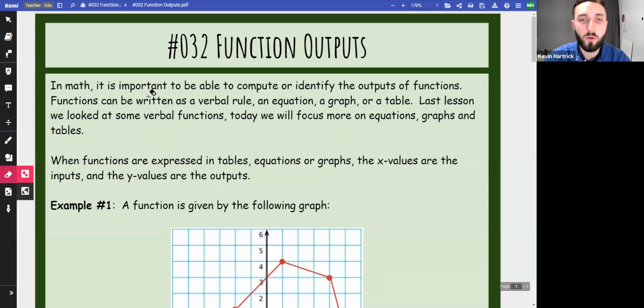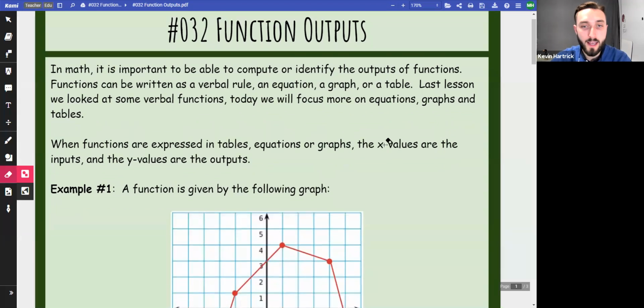This is function outputs. So in math, it is important to be able to compute or identify the outputs of functions. Functions can be written as a verbal rule, an equation, a graph, or a table. Last lesson we looked at some verbal functions. Today we will focus more on equations, graphs, and tables.